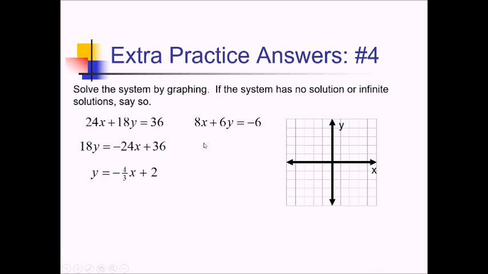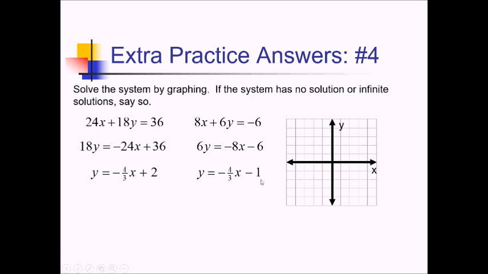So let me do the same thing over here. I'll subtract 8x from both sides. So that's negative 8x minus 6 on the right side now. And dividing by 6 to get y by itself, I've got just y equals negative 8 over 6, which is really negative 4/3 x. And then we have a minus 1.